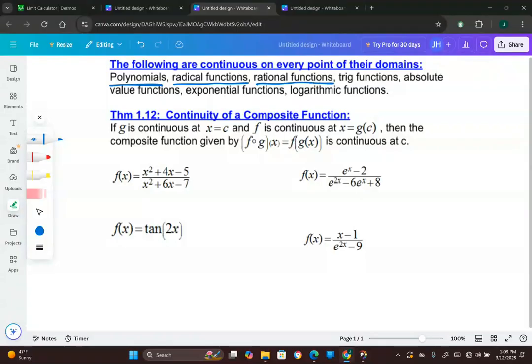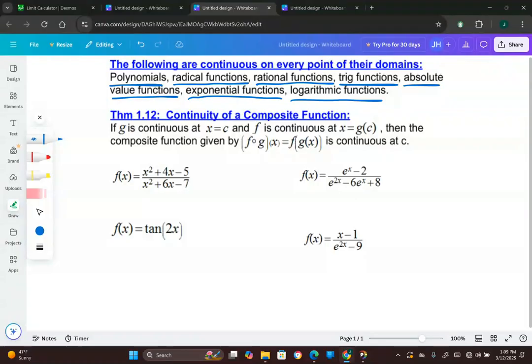Same thing with trig functions. Trig functions have asymptotes. In between those asymptotes, each of those pieces is continuous. An absolute value function looks like a V. It's continuous everywhere. You could draw the whole thing without picking up your pen. Exponential functions are continuous everywhere, on the entire number line. And if you take a basic logarithmic function, it is continuous from 0 to infinity, but guess what?